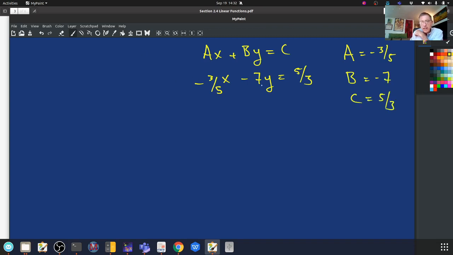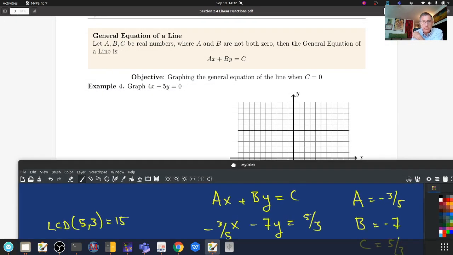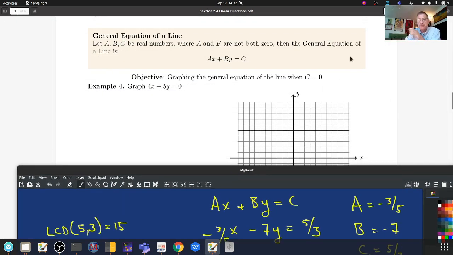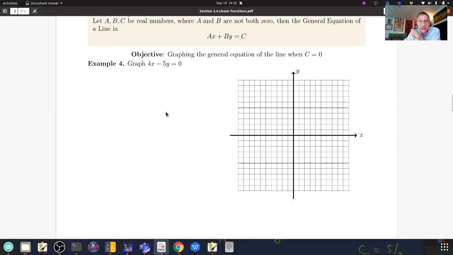So just for a second, if you had an equation like this, what would you do? I would suggest to transform it into an equation that is equivalent without the fractions. I would say multiply both sides by the LCD of 5 and 3, which is equal to 15. And once you do it, you will get an equivalent equation that does not have fractions. So here we are. Let's go ahead and graph the general equation of this.